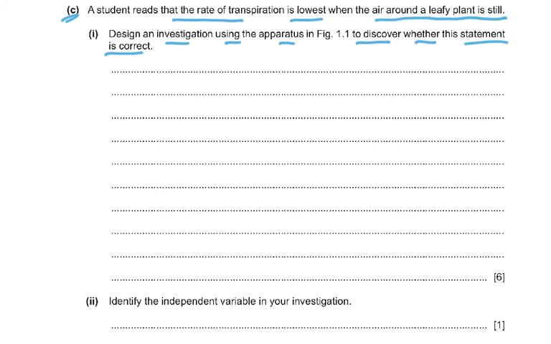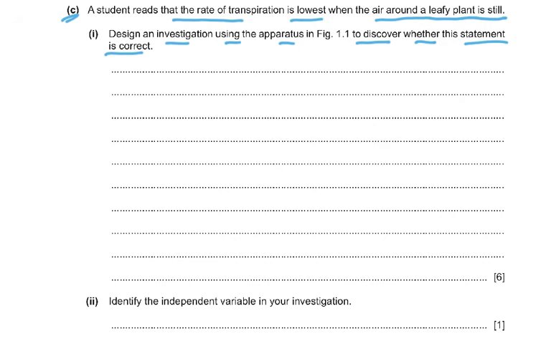The temperature should be constant, the light should be constant, the light intensity and the humidity should be controlled. And then you compare still air with windy results. So you have the fan, and then with the fan, and then the same plant and the same everything else without the fan. And you should see the windows are closed, so there's no breeze and no wind coming in if the windows are open. And then you compare the results and see if the student's statement is correct. Transpiration lowest when the air is still.